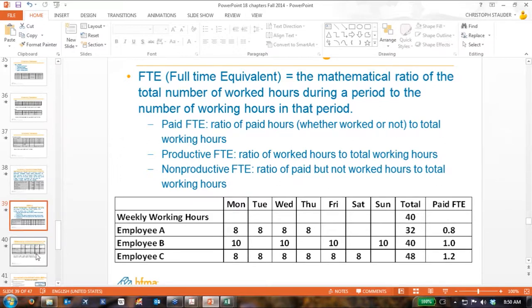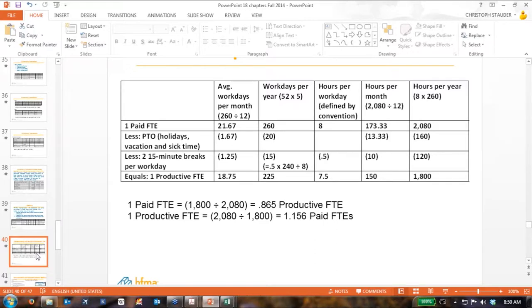That in and of itself is less compelling than looking at it this way, which is a very simple table that crosswalks a paid FTE to a productive FTE. Paid FTE here in the first row, a paid FTE would work 8 hours a day, 2,080 hours a year. If you brought it down to hours per month, it would be 173 hours on average. It's really different depending on how long the month is. And then given just a plain average month, it would be 21 and two-thirds working days. And under this system, there are 260 working days, 52 weeks in the year times 5 working days a week. So this is a pretty standard 9-to-5 or Monday through Friday FTE.